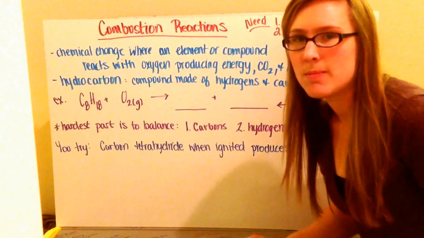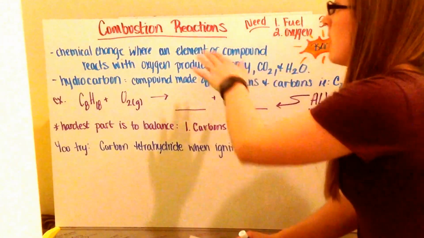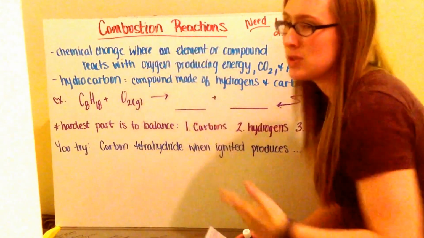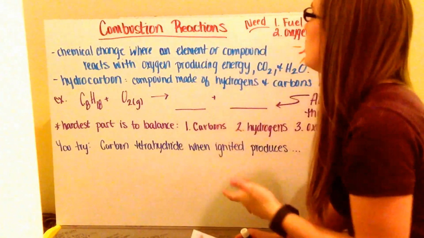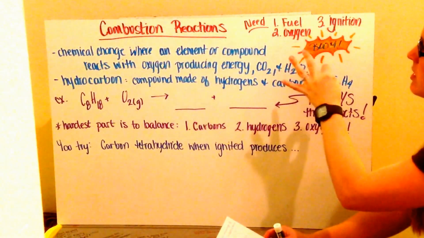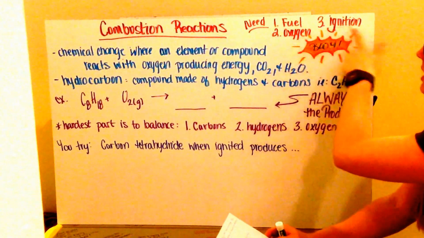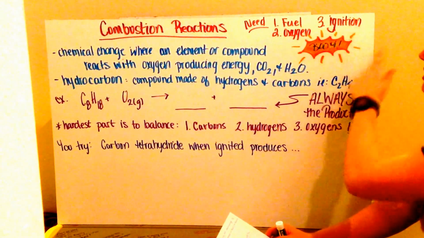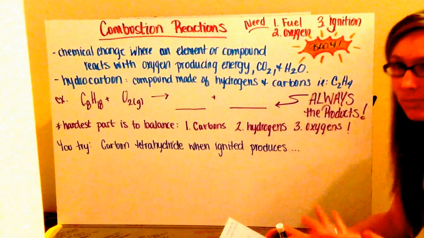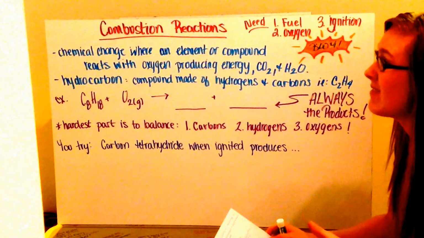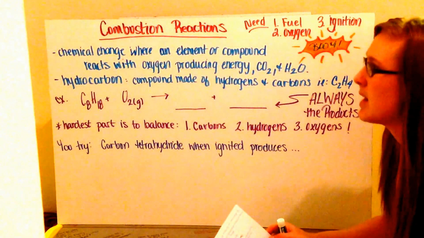This video is on combustion reactions. Now, in order for something to combust, that just means that it needs to burn. In order for something to burn, you need to have three things: fuel, oxygen, and an ignition source, and then it will go boom. It'll explode, it'll light on fire, it will burn, it will combust.